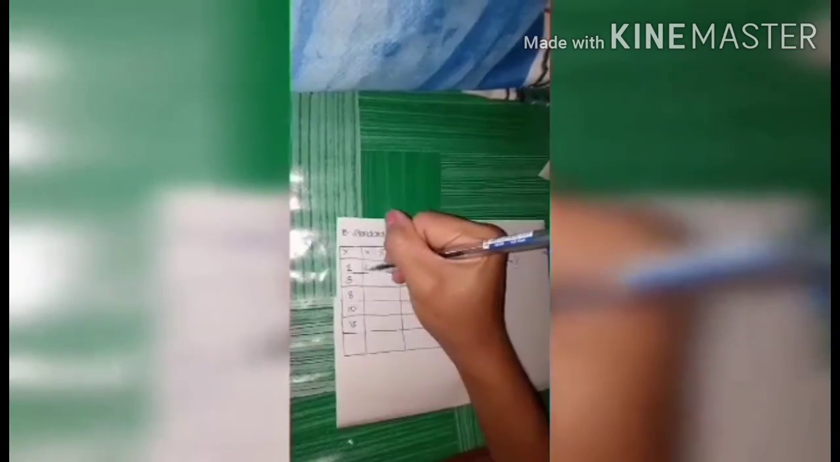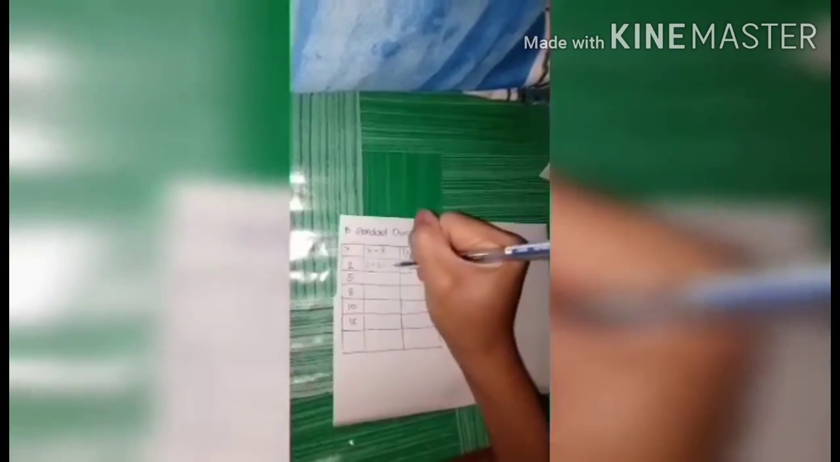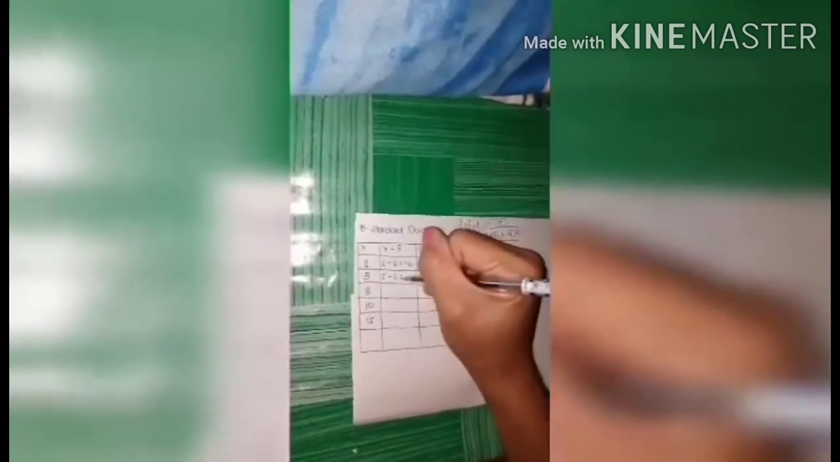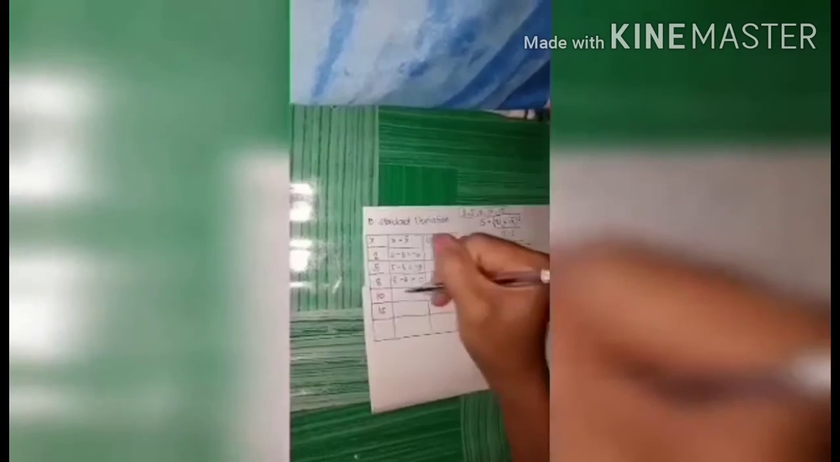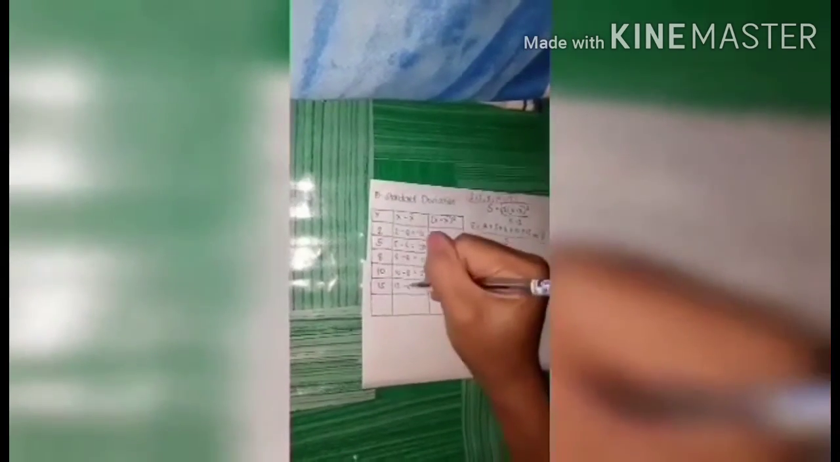That's why 2 minus 8 is equal to negative 6. Then 5 minus 8 is equal to negative 3. 8 minus 8 is equal to 0. And 10 minus 8 is equal to 2. 15 minus 8 is equal to 7. We're done. Next column is X minus X bar to the power of 2.